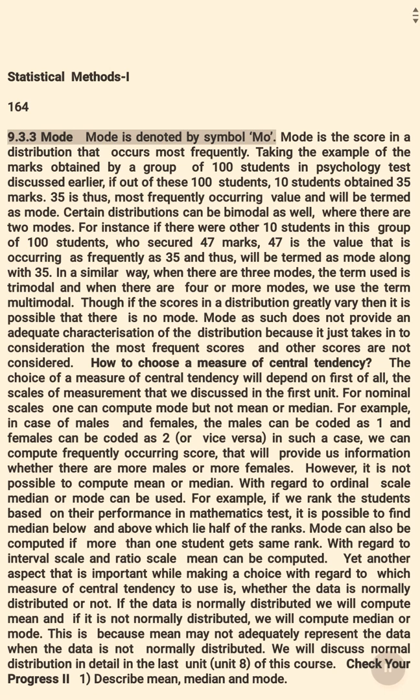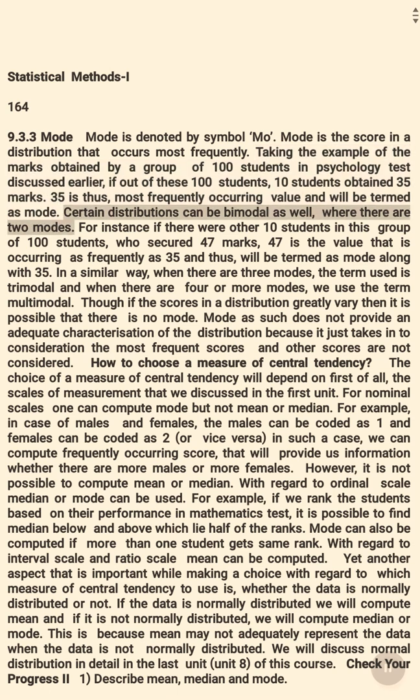Mode is denoted by the symbol MO. Mode is the score in a distribution that occurs most frequently. Taking the example of the marks obtained by a group of 100 students in the psychology test discussed earlier, if out of these 100 students, 10 students obtain 35 marks, 35 is thus the most frequently occurring value and will be termed as mode.